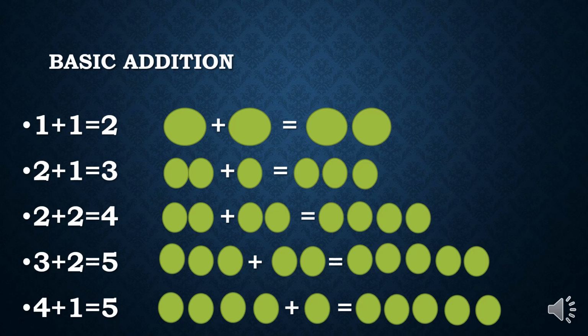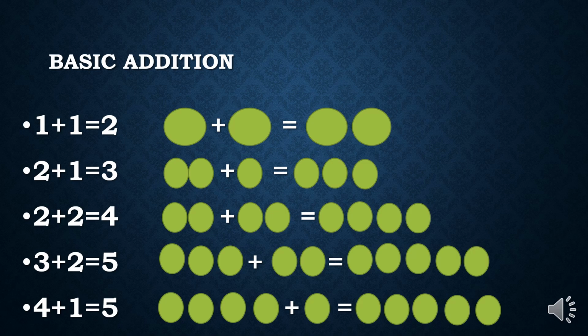2 plus 1 is equal to 3. 2 circles plus 1 circle is equal to 3 circles. 2 plus 2 is equal to 4. 2 circles plus 2 circles is equal to 4 circles.